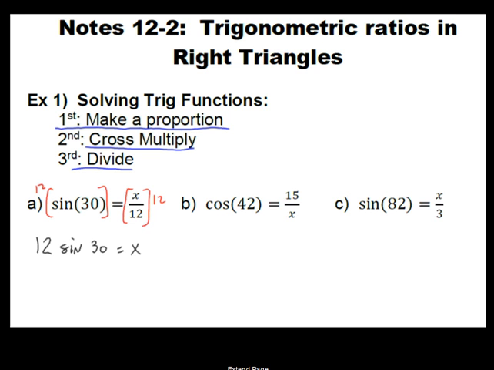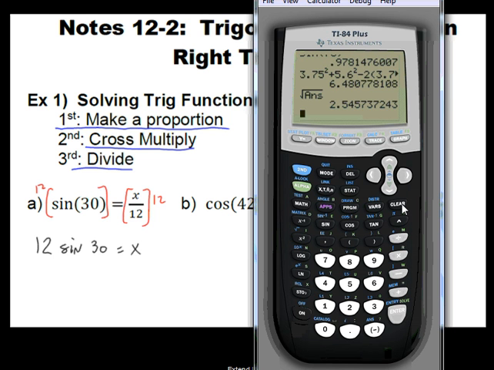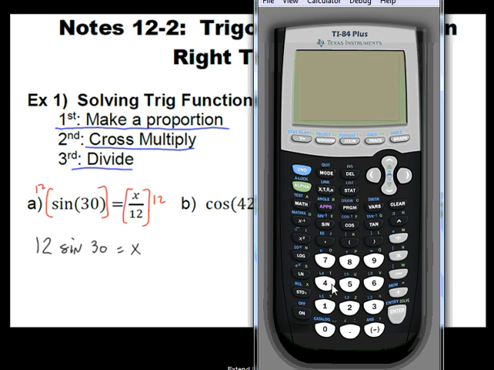At this point I can go grab my handy dandy calculator. Let's turn it on. It doesn't work if it's not turned on. Hey, there we go. And before we do anything, always check the mode. Make sure your calculator is in degree mode. Degree is highlighted, so it is in degrees. Now I hit 12 sine 30 and press enter, and I find out that x is equal to 6.